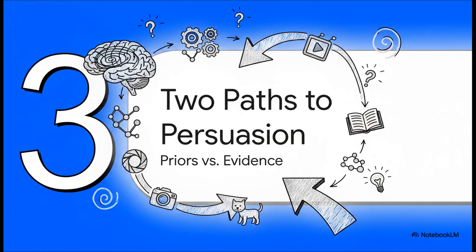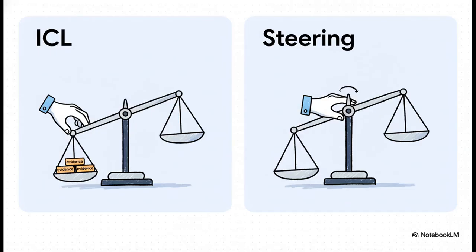Okay, so if both methods are changing the same internal belief, how exactly do they pull it off? Well, it turns out they persuade the AI in two completely distinct ways. And this right here is the critical difference. In-context learning is like adding evidence to a scale. Each example you give it is like one more little weight, slowly but surely tipping the AI's belief one way or the other.